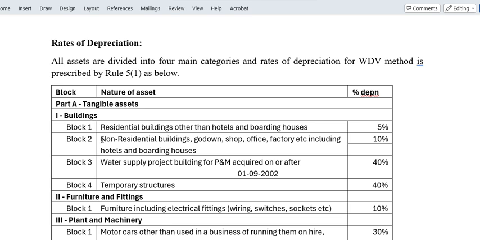Now, block 3, water supply project building for plant and machinery, acquired on or after 1/9/2002, it is 40%. Then temporary structures, the life is very, very short. Temporary structures may be a thatched shed, or maybe you used cement boards to build some structure. In such cases, you will get 40% depreciation. This is what it is.